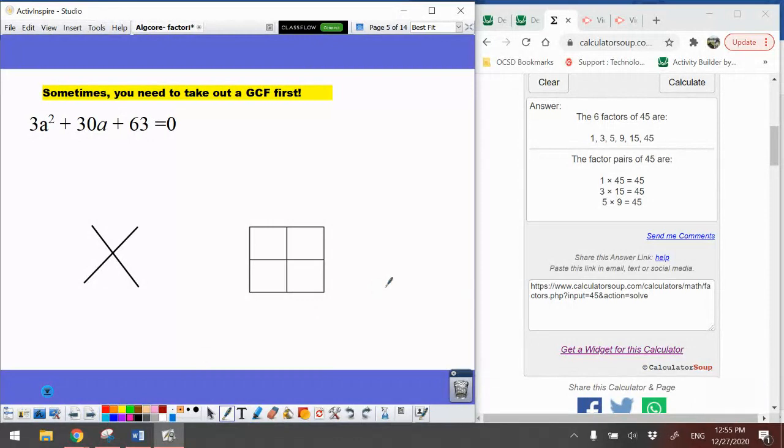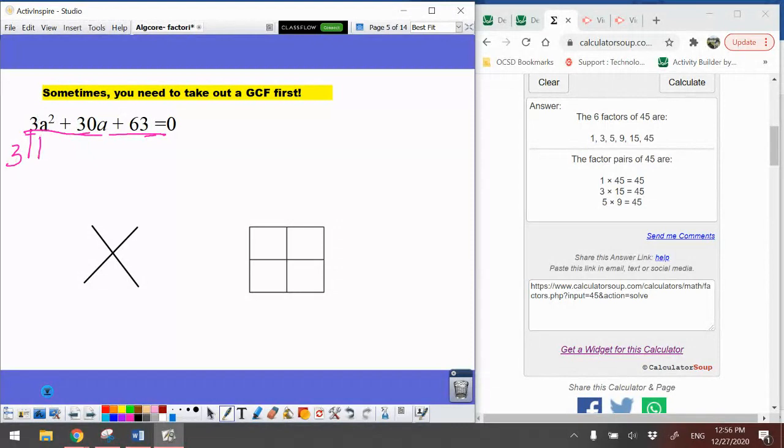Okay, let's try one where we have to take out a GCF. So one of the first hints that you might have to take out a GCF is if I multiply 3 times 63, that's a really big number. And for the most part, we don't want big numbers in the top of our crisscross, okay? So if I see that, like this one, I see all these 3s. I see a 3, a 3, a 3. That tells me probably I'm going to be able to divide out a 3. So let's go ahead and factor out a GCF of a 3.